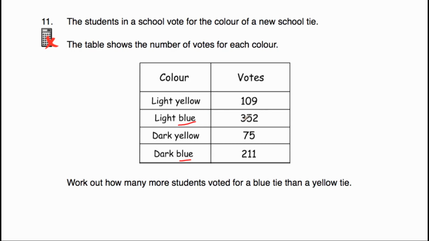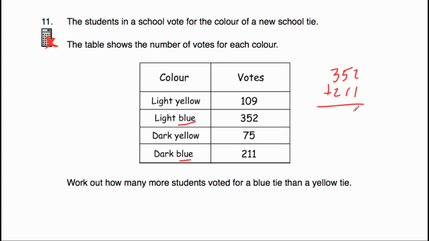So we want to find out, as you can see, more people voted for blue ties altogether. There was 352 and 211, and that's more than the people that voted for the yellow ties, which was 109 and 75. But we were asked to find out how many more students voted for blue ties than yellow ties. So it doesn't really matter if it's a light blue or dark, but just a blue tie than a yellow tie. So let's work out how many people voted for blue ties altogether. So that'll be 352 plus 211 and see what we get.